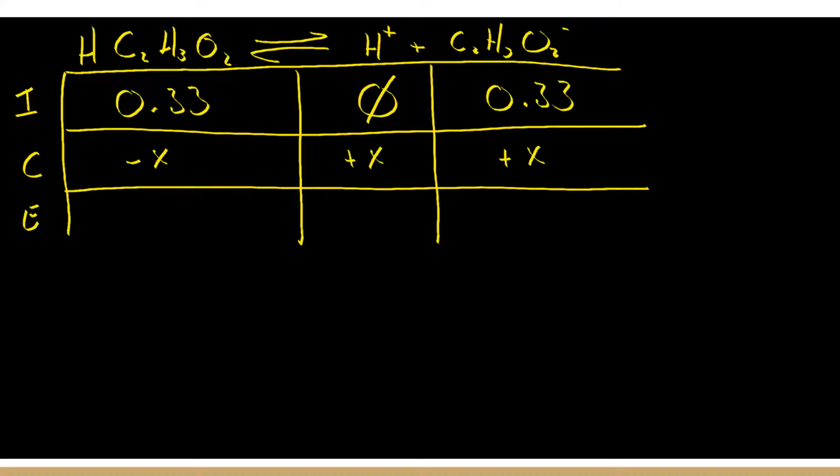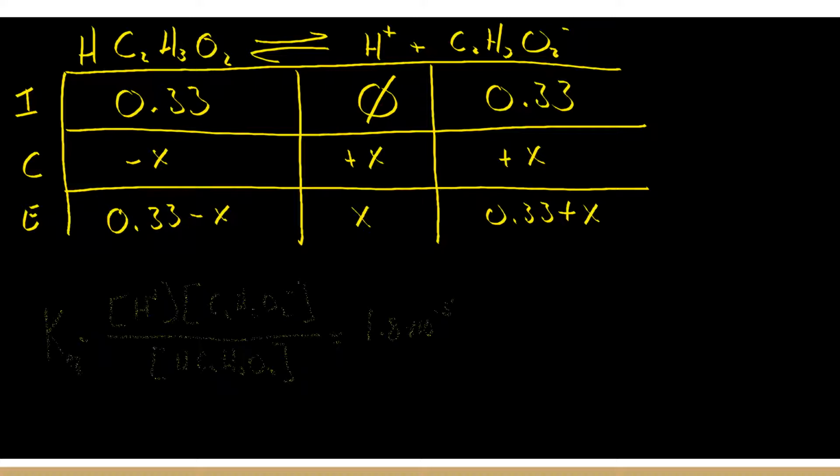Now, we know that it's going to go to the right because there's no hydronium. It can't go to the left. You can't have negative stuff. Okay? And our end concentrations are 0.33 minus x, and 0.33 plus x. Now, here is the $64,000 question. Can we assume any of those x's are negligible?